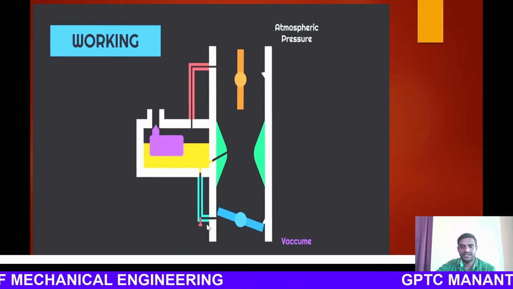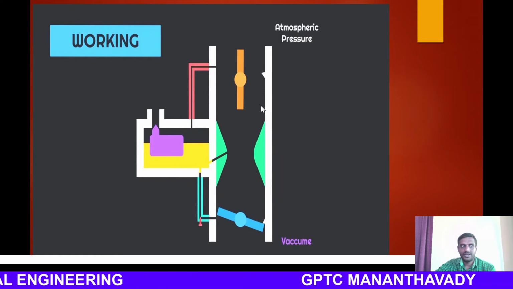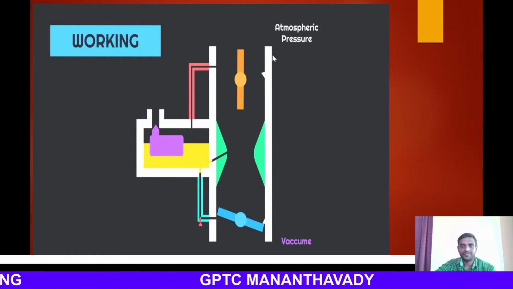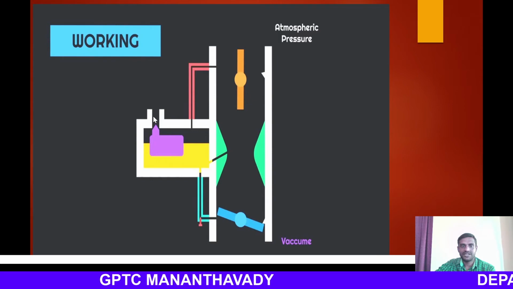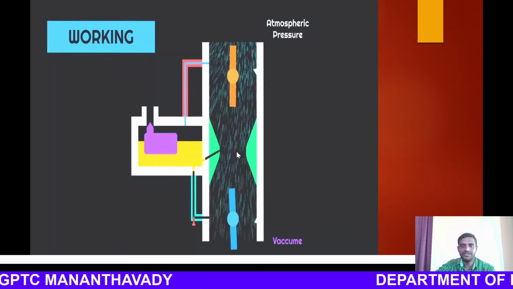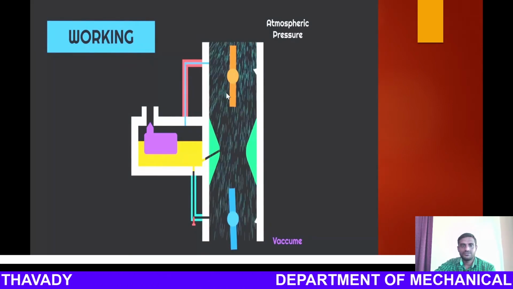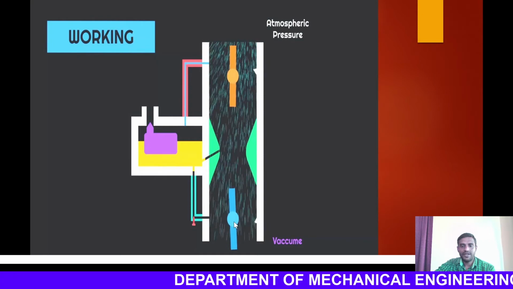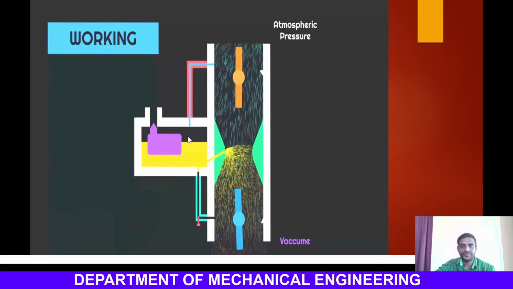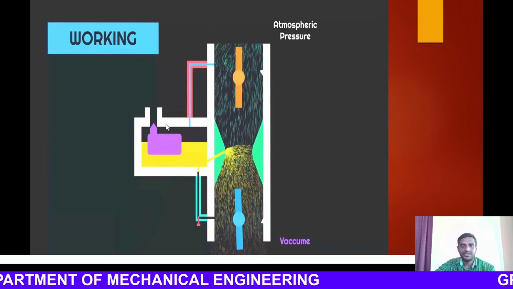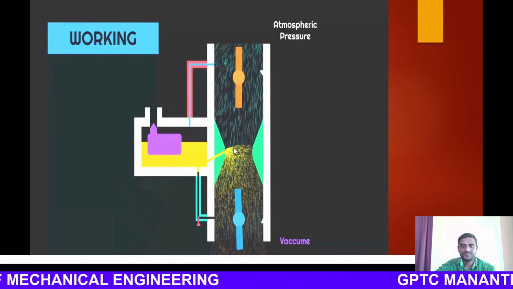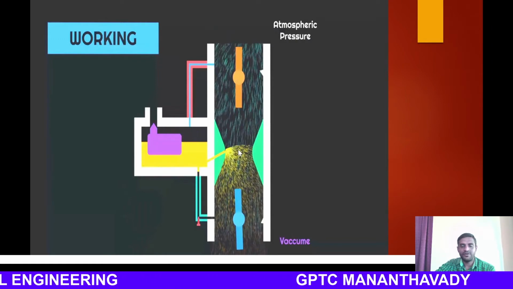This is the ideal screw. And the normal condition, this is atmospheric pressure. Here atmospheric pressure will be there, and the choke is fully open and the throttle is also fully open. So what will happen? Here it is atmospheric pressure, and here a low pressure is created.